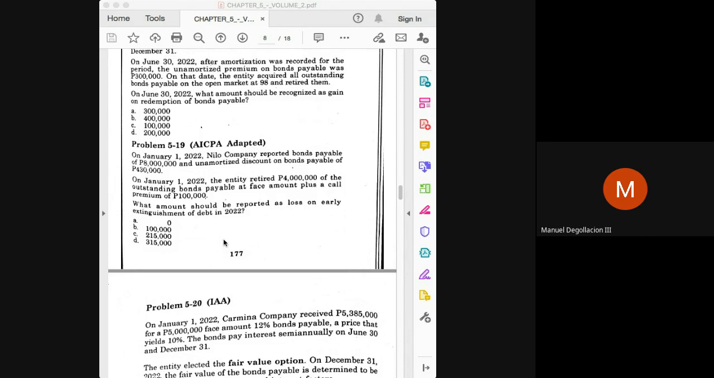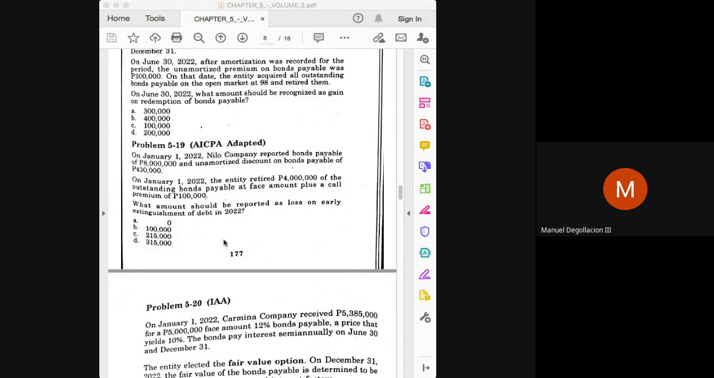We will deduct the 215,000 because it is a discount. Unlike in the previous problem, where the premium of 300,000 was added, here the related discount of 215,000 will be deducted. That will give us the carrying amount of the bond that is to be retired. So 4 million minus 215,000 gives you 3,785,000. That will be the carrying amount that we will be comparing with the redemption price.